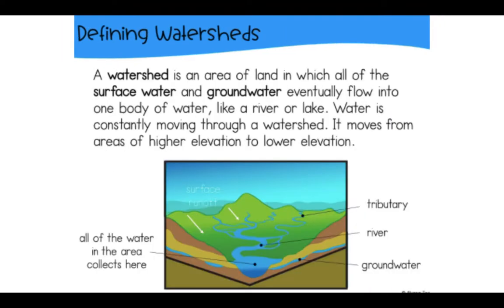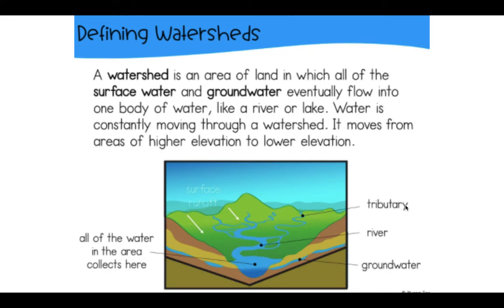Now, groundwater is held in something called a watershed. So a watershed is an area of land in which all of the surface water and groundwater eventually flow into one body of water, like a river or a lake. Water is constantly flowing through a watershed. It moves from areas of higher elevation to lower elevation.